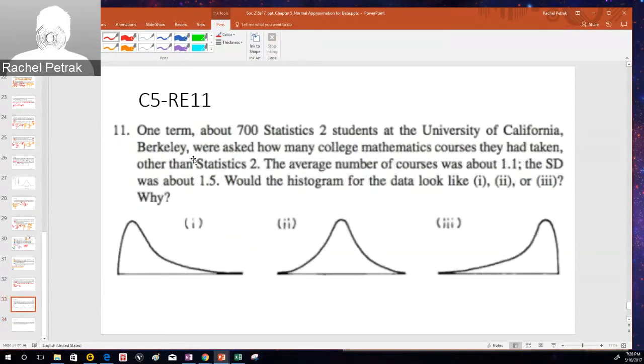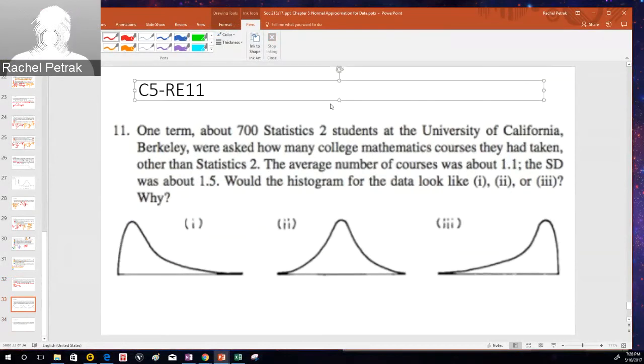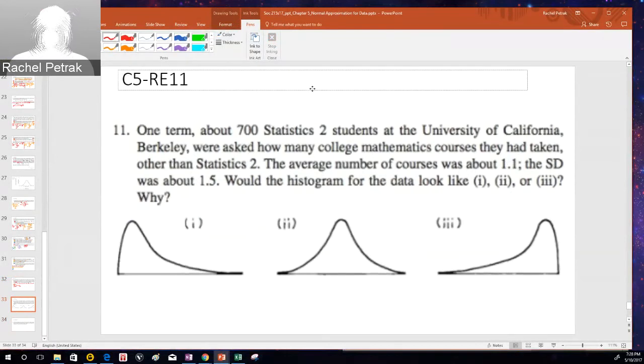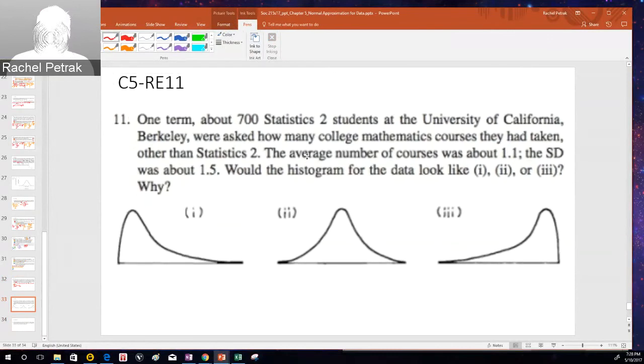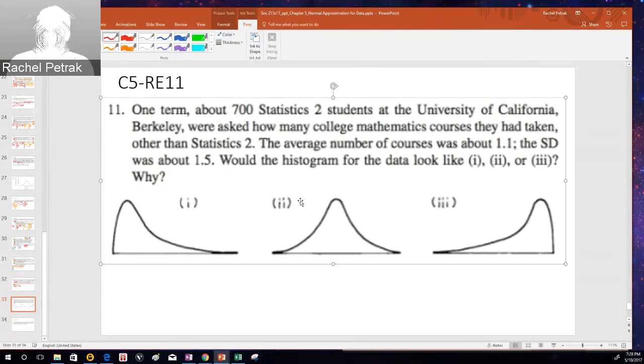Here we go. 2 more problems. In one term, about 700 statistics 2 students at the University of California, Berkeley were asked how many college mathematics courses had they taken other than statistics 2. The average number of courses was about 1.1. The standard deviation was 1.5. Would the histogram for the data look like 1, 2, or 3?